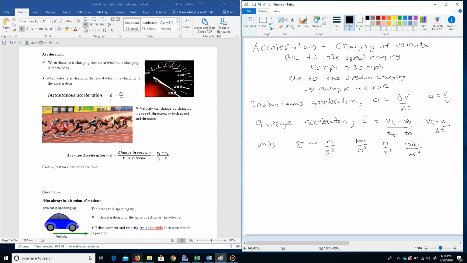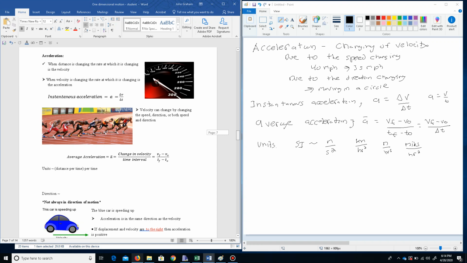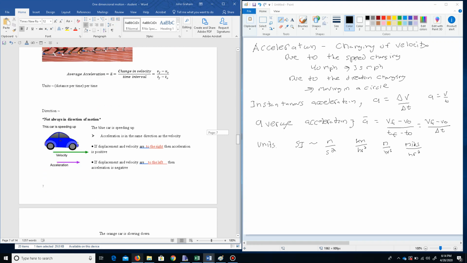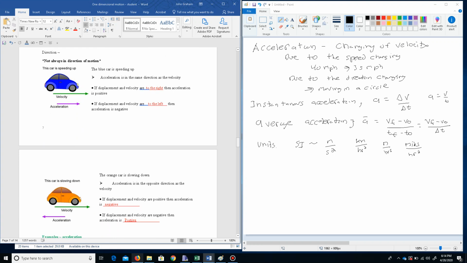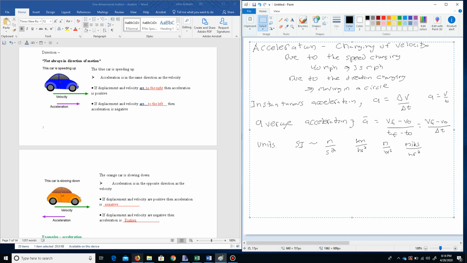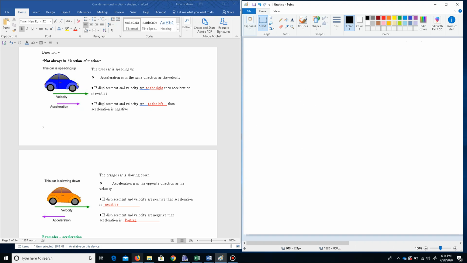Okay, so acceleration is going to involve direction since it's also going to be a vector quantity. And so what I'm going to do here is go over two examples with cars and look at how these vectors look depending on the acceleration to help with the direction.